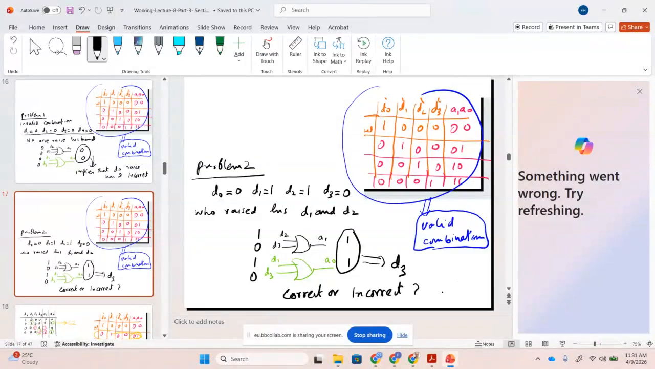Incorrect. Yes, incorrect code. Got it or not got it? So there is a problem associated with an encoder. So there are two problems associated with the encoder.